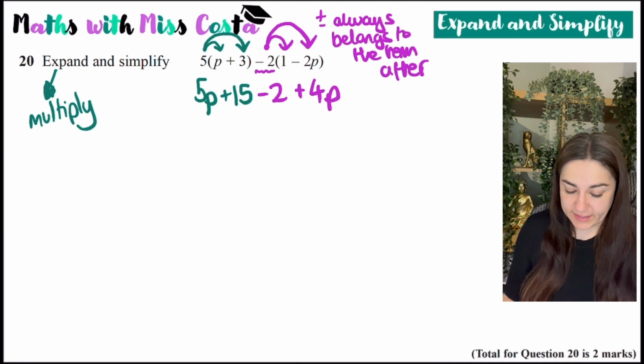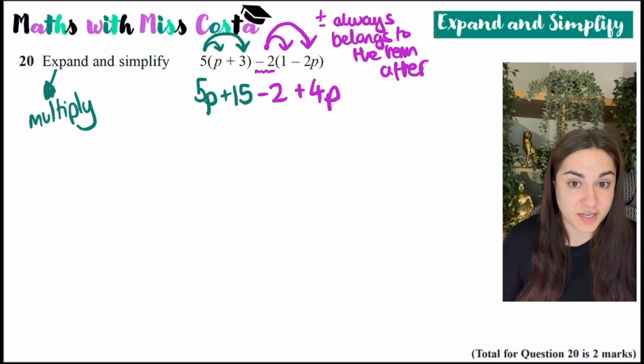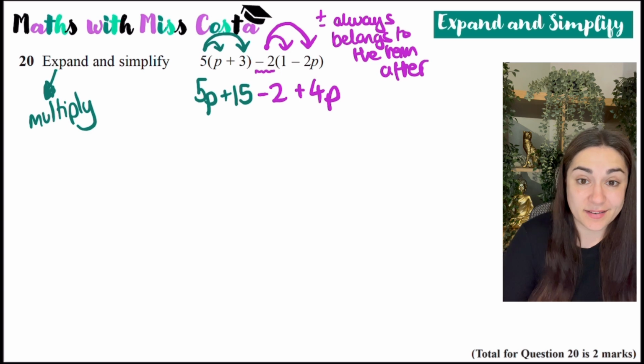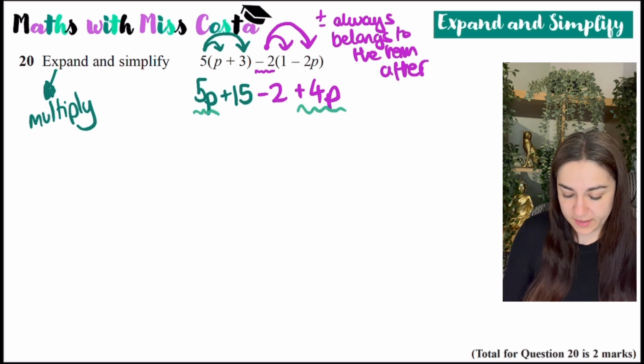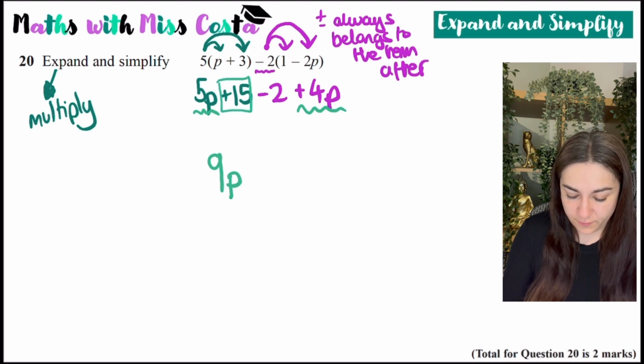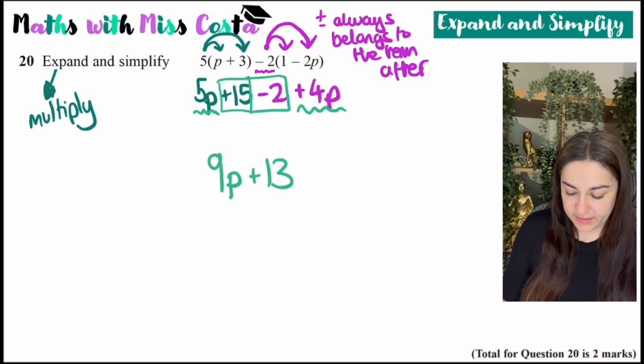Once I've expanded this, I can simplify. When I simplify, I can bring together like terms. Anything that is the same letter and the same power, I can bring together. So I've got 5p plus 4p, which gives me 9p. And then I've got 15 take away 2, which is 13. So that's how I'd do that.